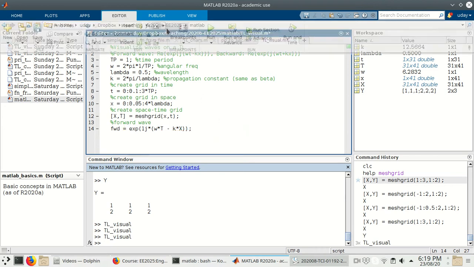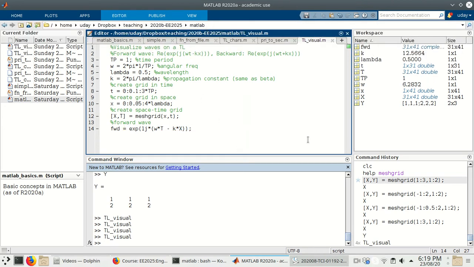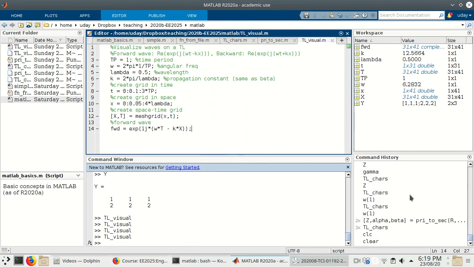Let's run this to make sure there is no problem, right? So it runs fine. It's created a 2D array of the same size, 31 cross 41, but now it's complex valued. Excellent. So let's go ahead and visualize this. Remember, we cannot visualize complex numbers, so we have to take the real part, I'm sorry, of this function over here.